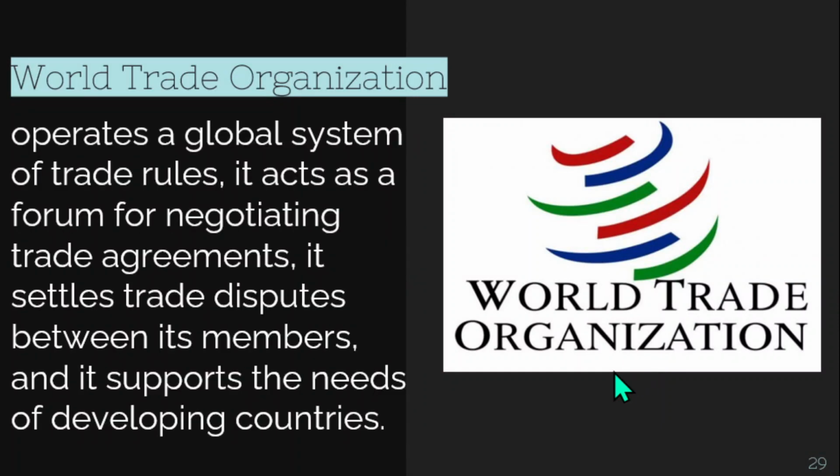Now, let's move with the World Trade Organization. Eto, medyo familiar din tayong lahat. So, ano ba si World Trade Organization? It operates a global system of trade rules. It acts as a forum for negotiating trade agreements, settles trade disputes between members, and supports the needs of developing countries. So, si World Trade Organization, under niya yung GATT tsaka si GATS. Later we will discuss this. Ang primary purpose ni World Trade Organization ay magkaroon ng open trade for the benefit of all.